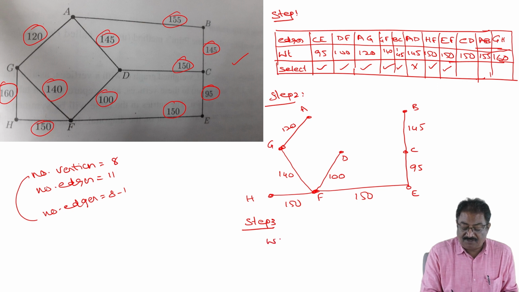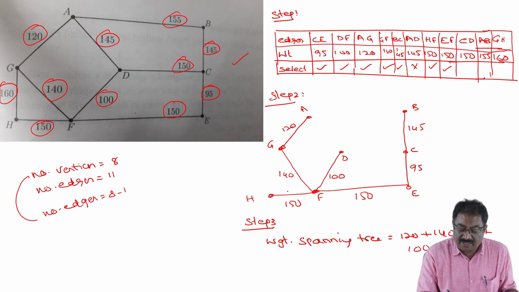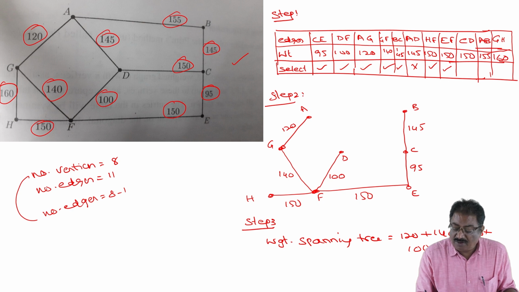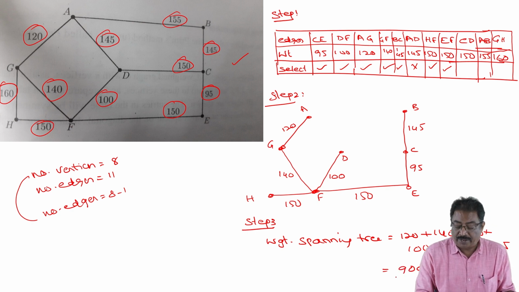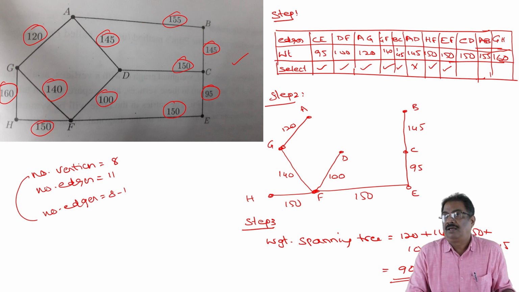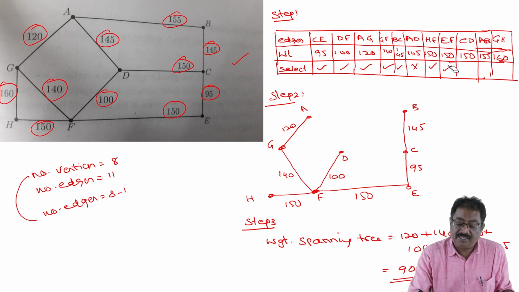Then the weight of the spanning tree, that is the total expenditure, is: 120 plus 140 plus 150 plus 100 plus 150 plus 95 plus 145. If you add all the things, the total is 900. So we are going to get 900 as the minimal cost for laying the railway track between the cities of a state. So this is the minimal weight. Suppose if I am not considering EF, I can consider this also.